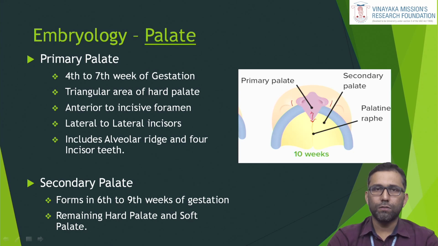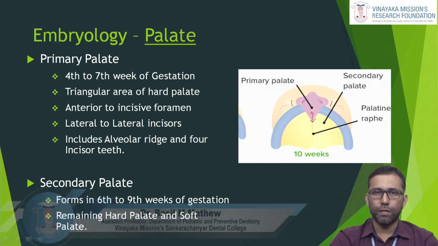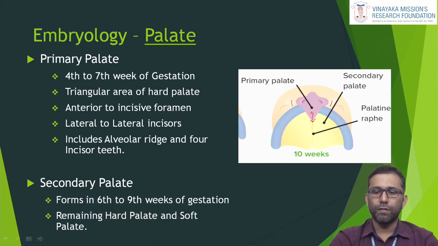That is the lateral incisor to lateral incisor area, and includes the alveolar ridge of the incisor teeth. So that is what we call the primary palate, which develops between the 4th week and 7th week. Now coming to the secondary palate, everything behind the primary palate is called the secondary palate, and it develops between the 6th week and 9th week of intrauterine life.